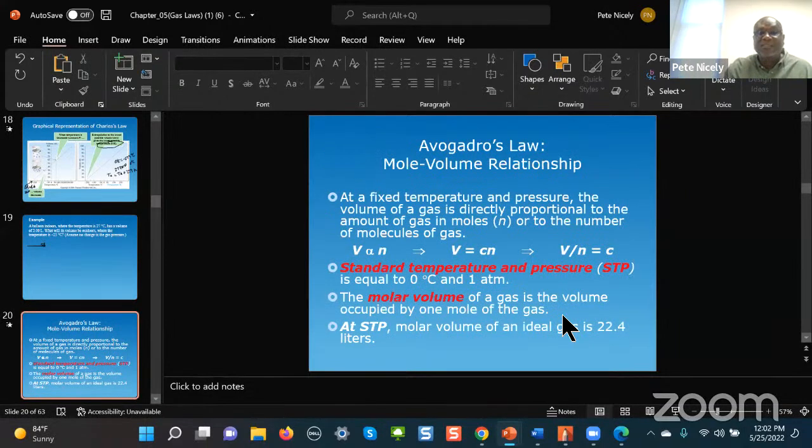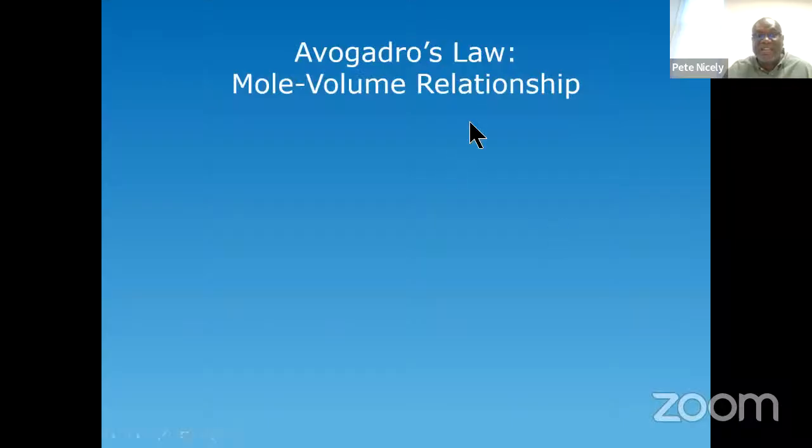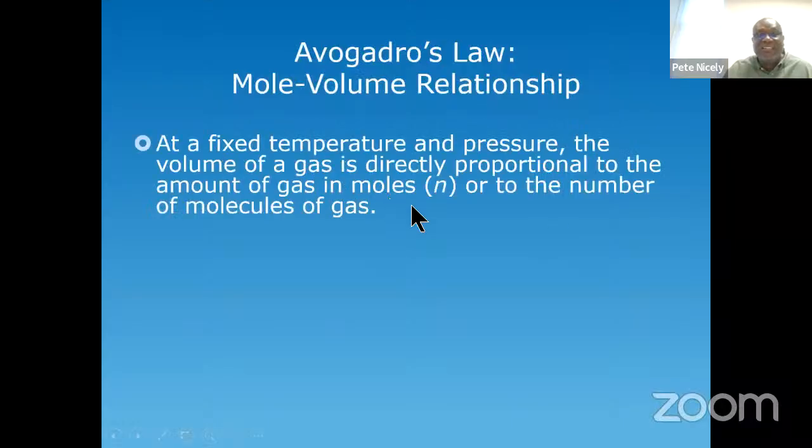So the next law we're going to talk about is Avogadro's law. And this law describes the relationship between volume and the moles of a gas. And it says at a fixed temperature and pressure, the volume of a gas is directly proportional to the number of moles of the gas or the number of molecules of the gas.